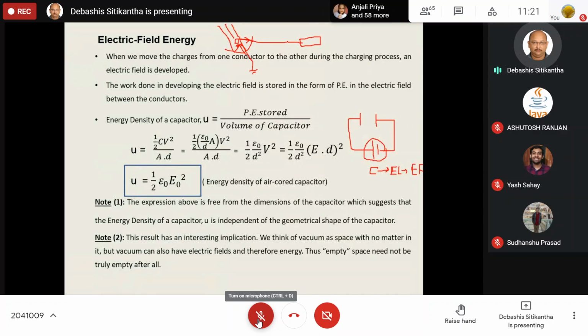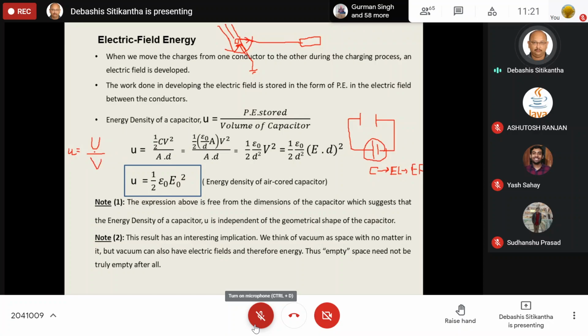So what is this energy density? Since we are talking about electric field energy inside a capacitor, we define the energy density of a capacitor as small u equal to the potential energy stored inside the capacitor in the form of electric field divided by the volume of the capacitor. So the energy density small u is equal to capital U, the potential energy stored inside the capacitor, divided by the volume of the capacitor.